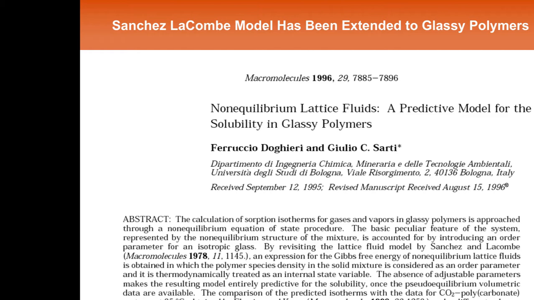And so what Sarti and Doghieri did was they relaxed this assumption. And what it means is that traditionally at equilibrium, the Gibbs free energy for a single component material is at a minimum for a given pressure and temperature. In an out of equilibrium material, the Gibbs free energy will not be at the minimum value it could be at that pressure and temperature, and so this derivative will not be equal to 0. And that's the change that Sarti and Doghieri made.